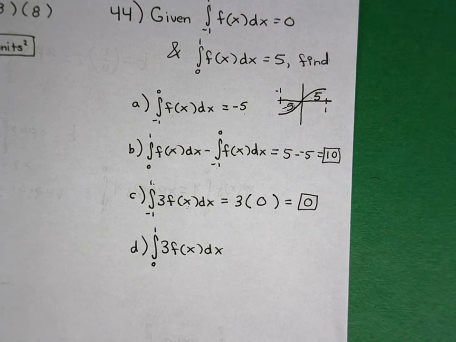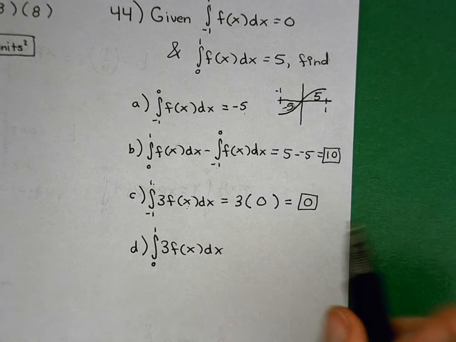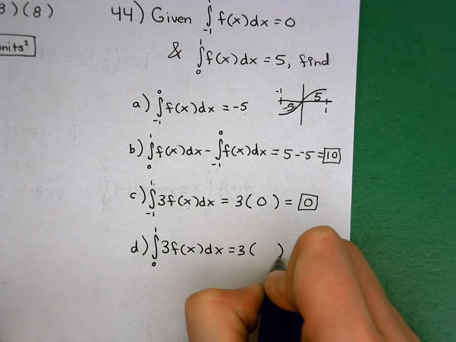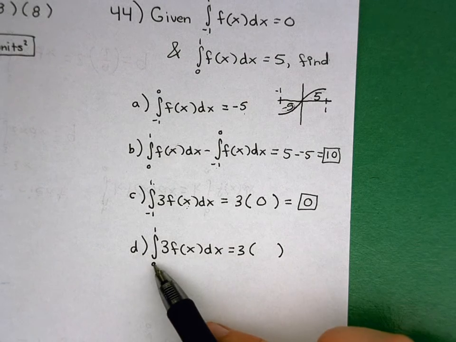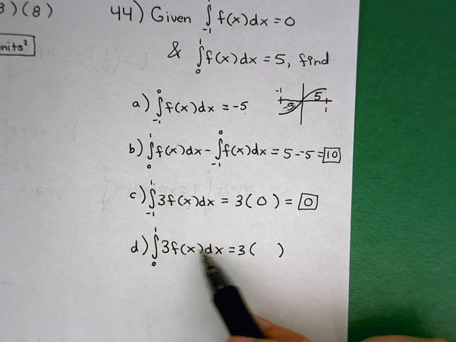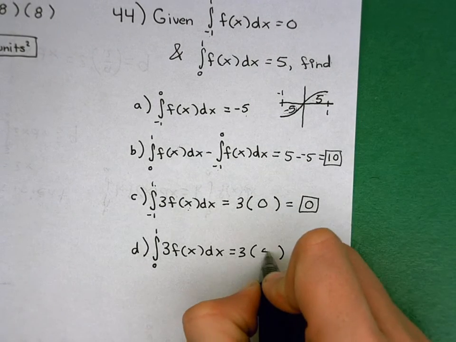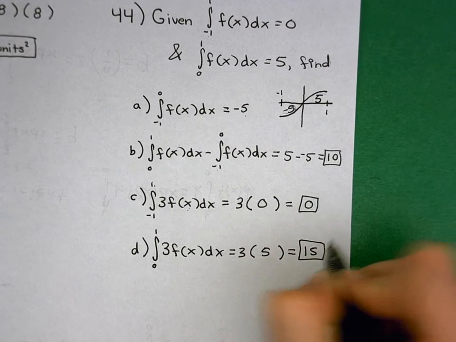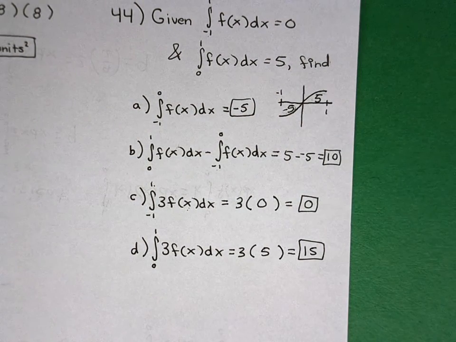And then in D, we utilize the same property. In D, we are finding the integral from 0 to 1 of 3 f of x dx. Well, again, I can pull that 3 outside. I can focus in on the f of x component and just ask myself, what's the integral from 0 to 1 of f of x dx? 0 to 1 of f of x dx is 5. And 3 times 5 is 15. Okay. And that's 4.3.